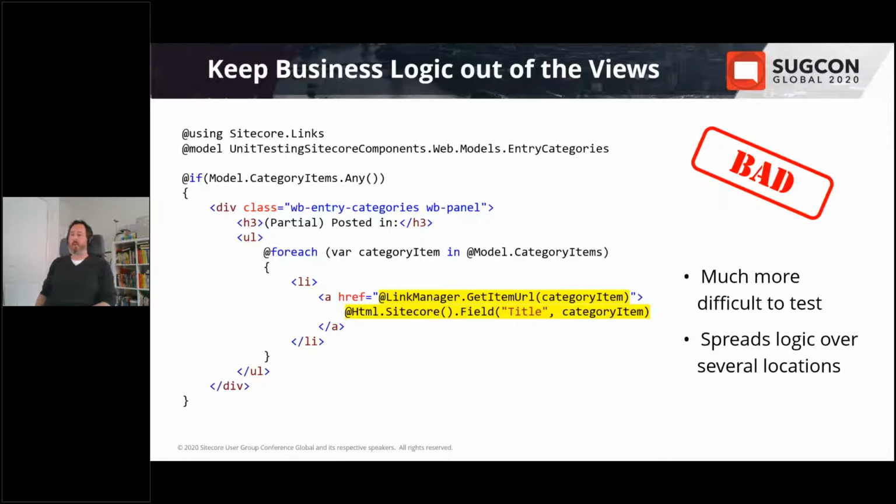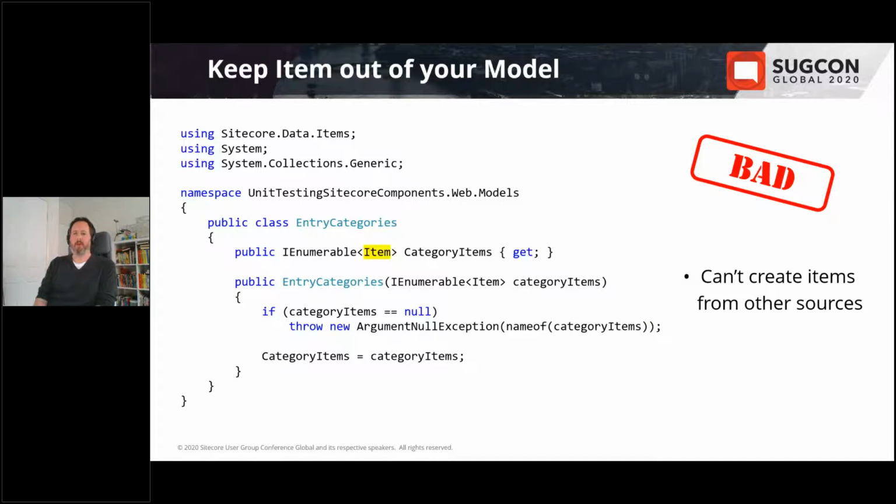So a couple of principles that I was following. Keep business logic out of the views. It makes it more difficult to test and it spreads logic over several different locations. So it's unwieldy, and this isn't even specific to Sitecore. Many people would say you should have logicless views. Keep items out of your model. That's a bit dogmatic. There are times when you will need an item in your model, but generally it's a smell, and you should be suspicious of it.